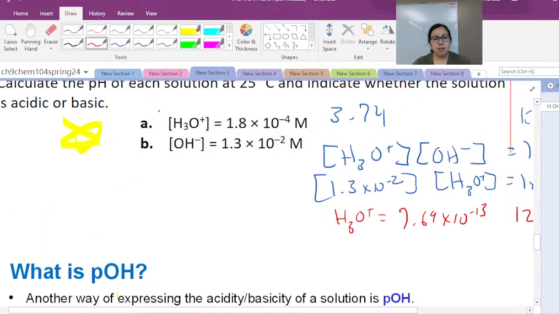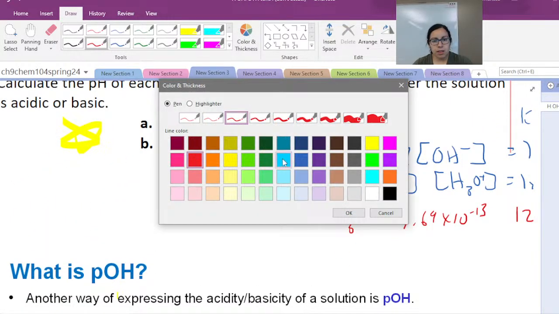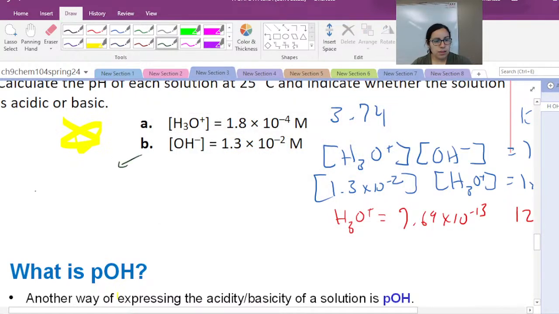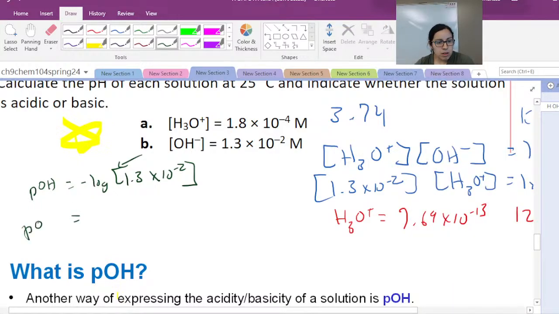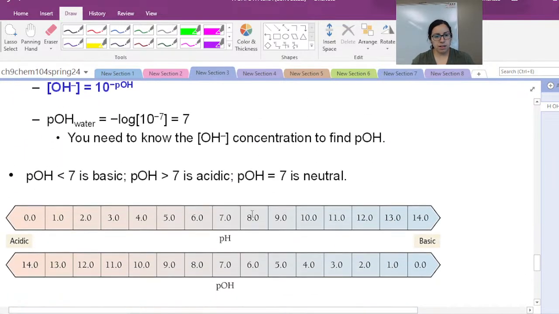So let's plug this in. Let's say we wanted to do the other method. Now let's get our pOH instead. It's equal to the negative log of the 1.3. Let's see what that gives us. Negative log of 1.3 times 10 to the negative 2 gives us a pOH of 1.89. We're kind of missing the last little step, but I think we're almost there.